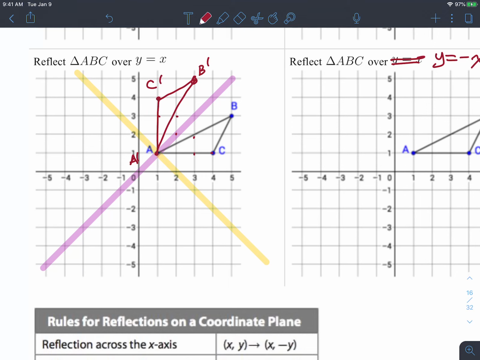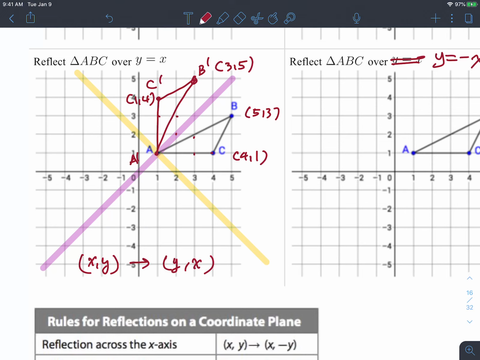Now let's look at C. C is 4, 1. What do you notice about the C prime? That's 1 and a 4. Hey, wait a minute. Did we just swap X and Y? Looks like it. Let's look at the B. That's 5 and 3. And B prime is 3 and a 5. That's right. The rule says X and Y now get swapped.